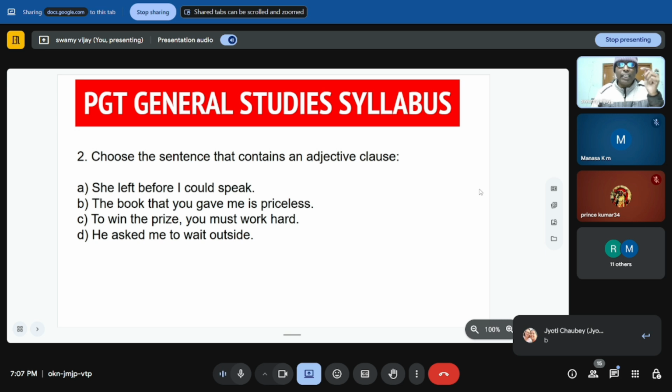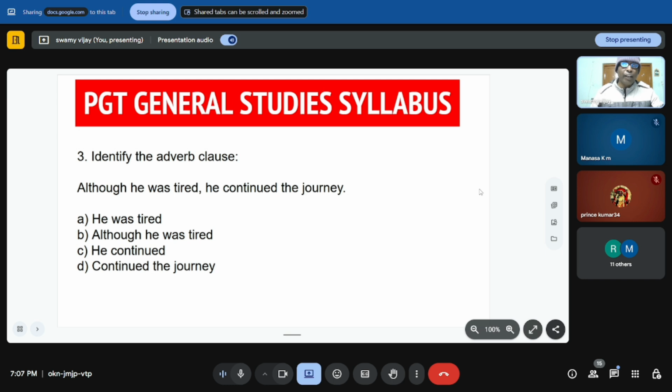What is that? It is the book that you gave me is priceless. Okay, so "that you gave me is priceless." "That you gave me" is actually an adjective clause. So this sentence, "The book that you gave me is priceless," contains an adjective clause, and that adjective clause is "that you gave me." Correct. Third question. Identify the adverb clause in this sentence.